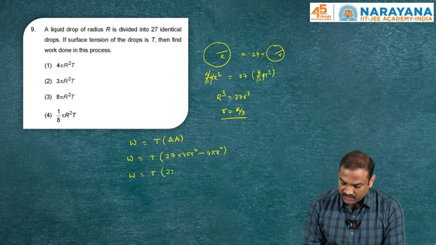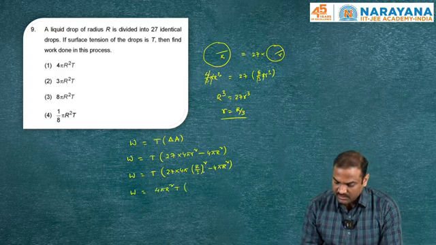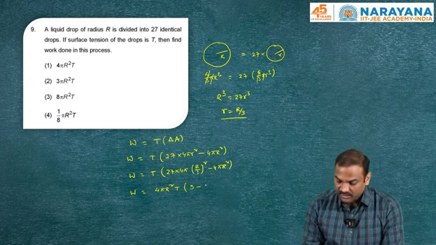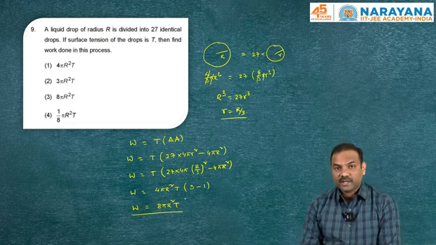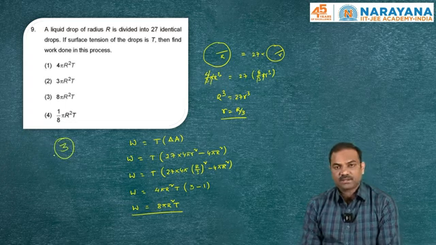Then T into 27, you can take 4 pi also common. In the place of small r, you can write R by 3 whole square minus 4 pi R square. So it's better to take this 4 pi R square outside of the bracket. Then it is 27 by 9. Okay, so you'll get 3 minus 1, which is going to be 2. Then it is 8 pi R square T will be the work done required to break the one drop into many drops. So then the correct option is going to be the third one.